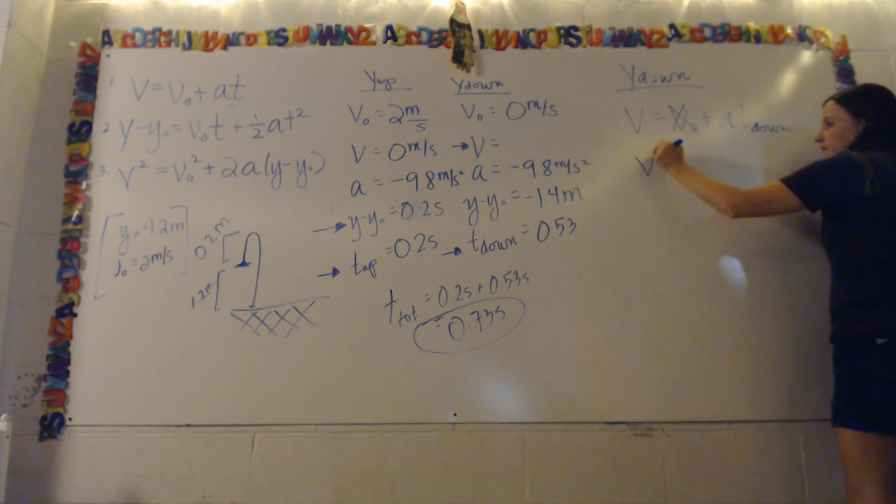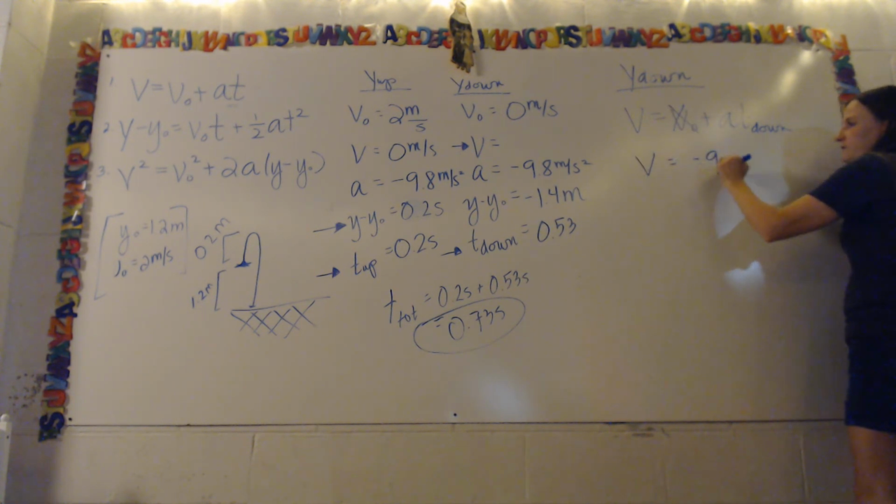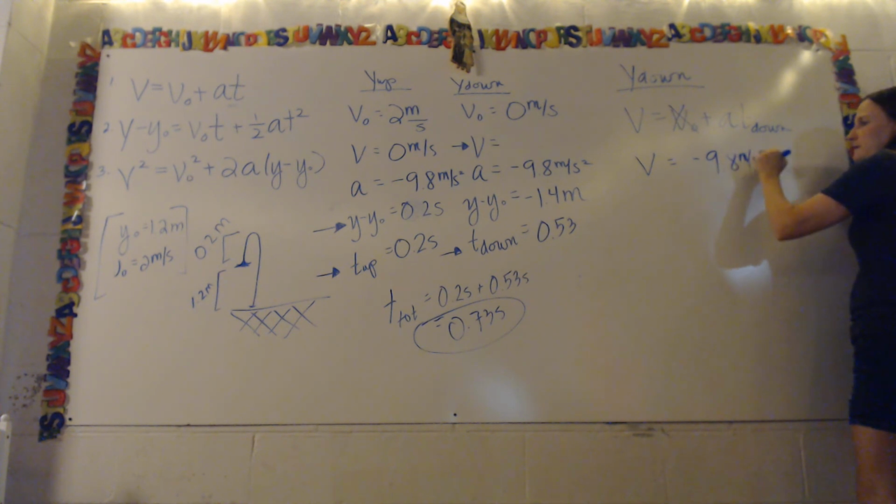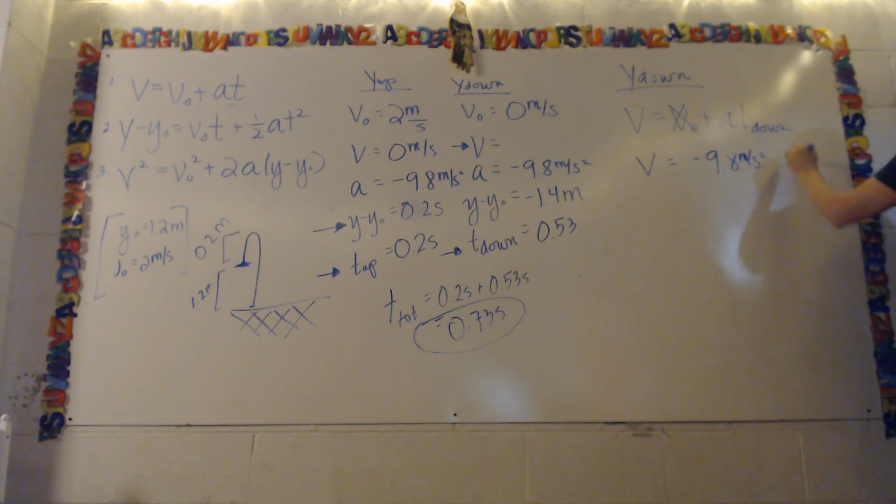So I'm going to say final velocity is equal to a, which is negative 9.8, times t, which is 0.53. I'm just using that time down. And so this gives me a negative number, which makes sense because it's falling down. I get about negative 5.2 meters per second.